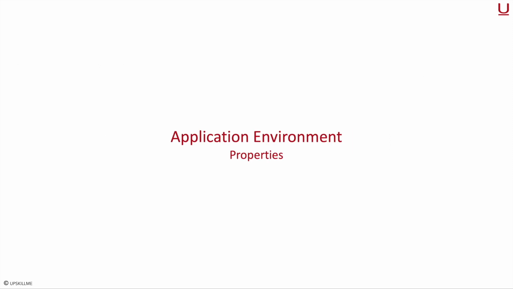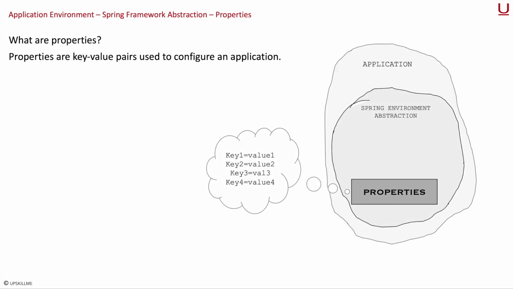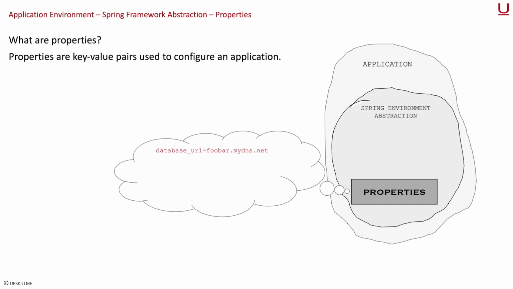Next, let's have a look at properties. So the first question that should come to our mind is, what are properties? Properties are key value pairs used to configure an application. Properties are always associated with an application and they describe various aspects of an application. Some examples of properties are database URL, database username, database password, and so on.